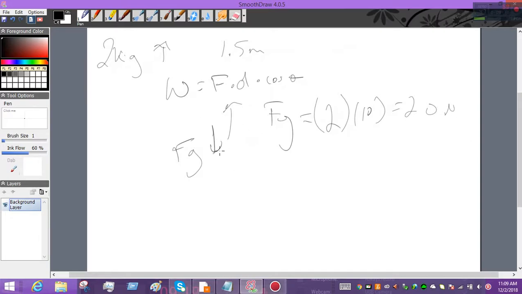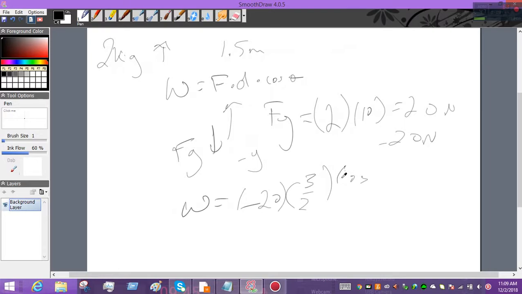But if we remember, our gravitational force points down, and I'm going to define that as negative for this case because it's negative y. So it's really negative 20 newtons. So if we solve for work, it equals negative 20, because that's your force, times your distance, which is 1.5, which I'll actually call 3/2, just to make the math easier, times cosine.